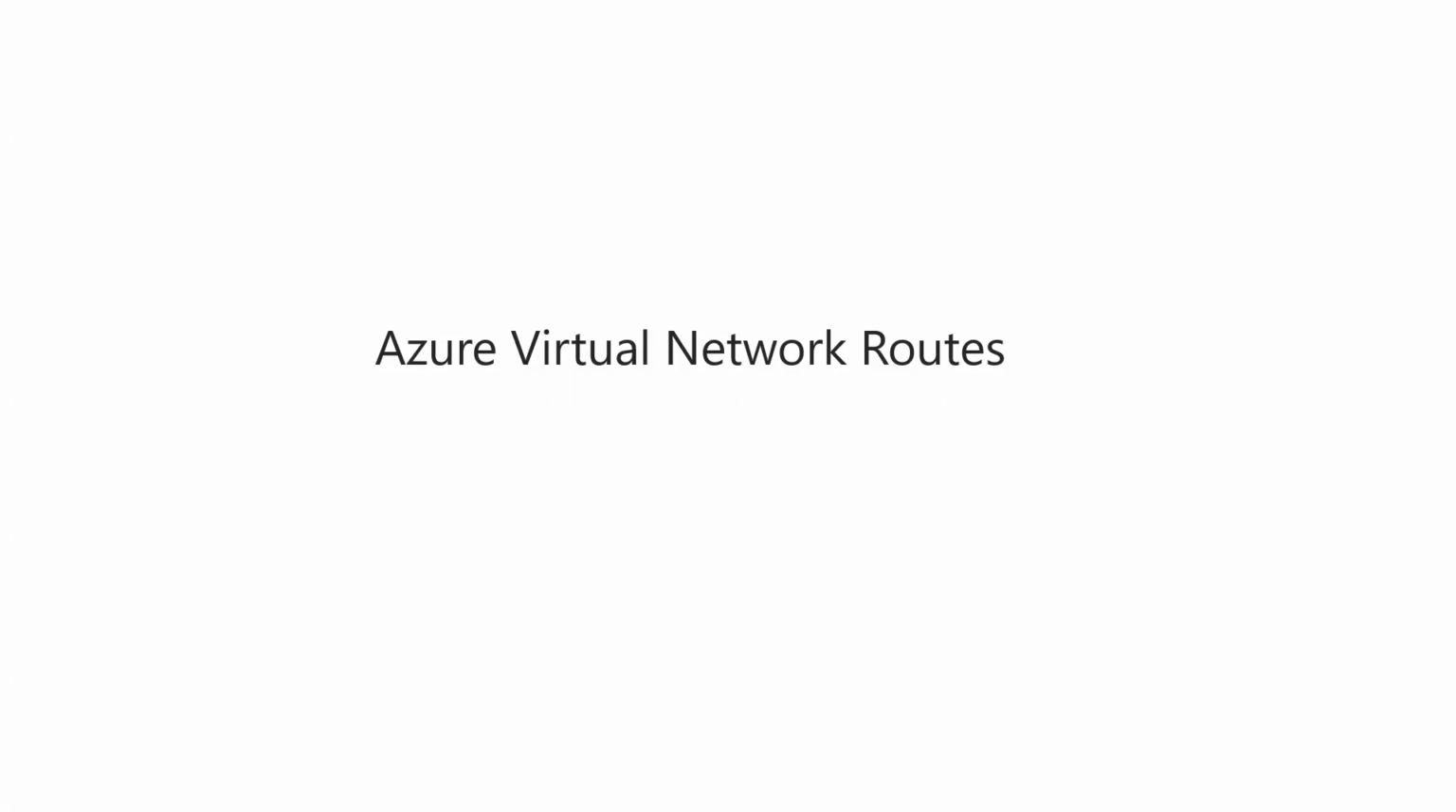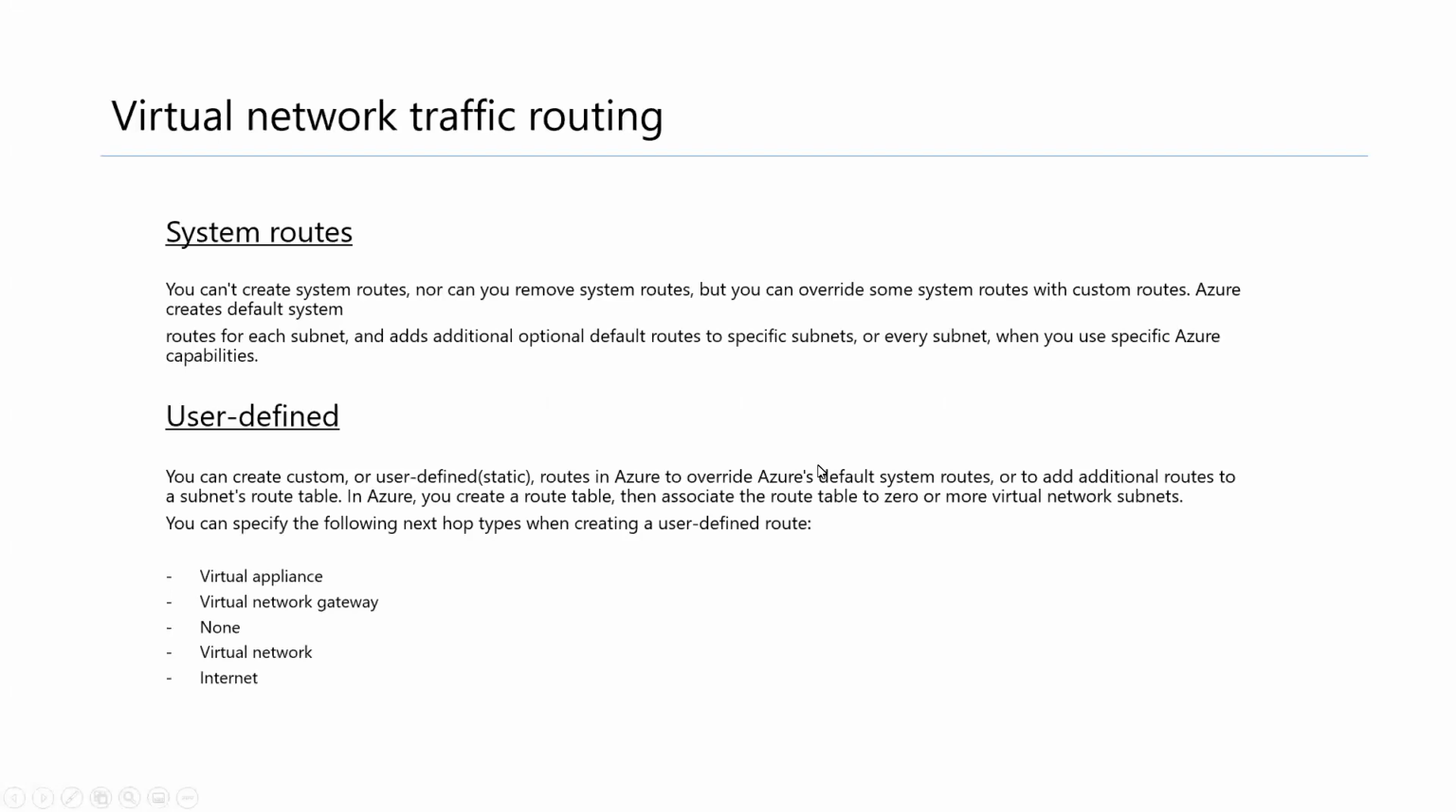Today we will learn Azure Virtual Network Routes. In Azure, there are two types of virtual network routes. One is system routes, the other is user-defined route. Basically, the routes defined in the Azure Virtual Network decide how the traffic flows. The system routes defined by Azure decide how the traffic flows from virtual machine to the other virtual machine.